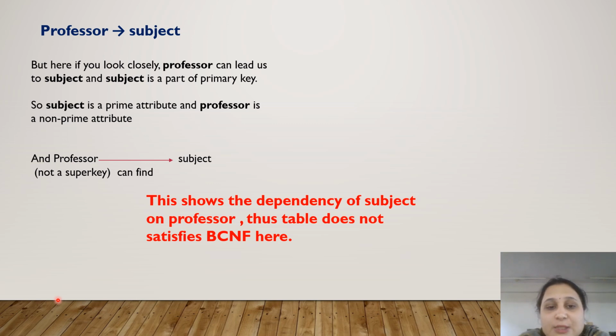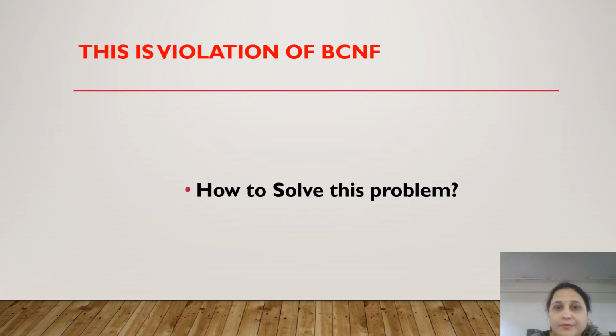This shows the dependency of subject on professor, and hence this table is not in Boyce-Codd normal form. Means your prime attribute or your primary key is dependent on some other column which is not a primary key or not a super key. This is the violation of BCNF. Now let's check how to solve this problem.